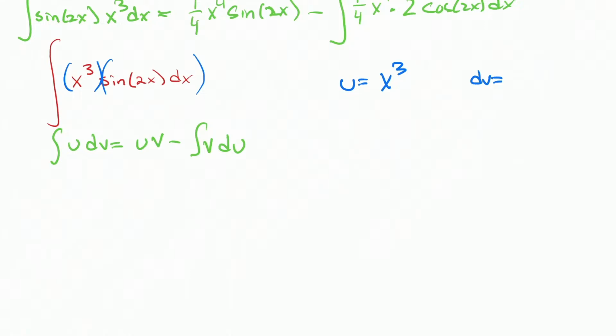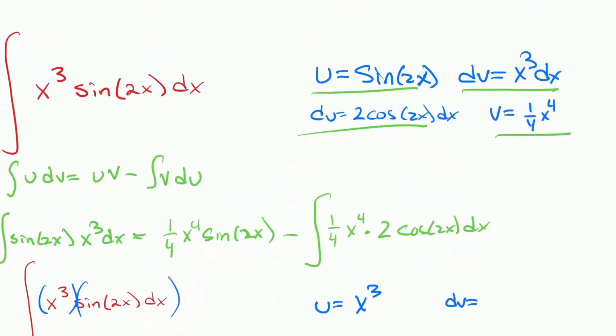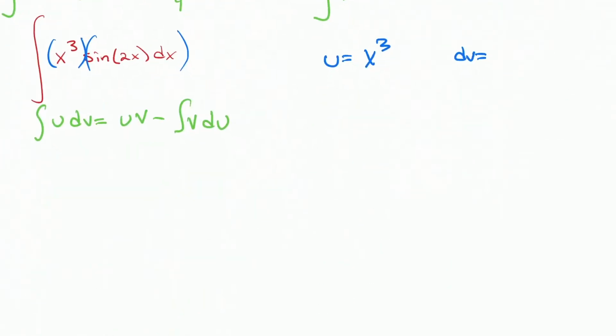So you have this product. Either u is going to be x cubed, or u is going to be the sine of 2x. Sine of 2x didn't work out too well for us. This x cubed, it's not going to work out that great, but it's going to be better than what we have up there. So dv is sine of 2x dx.